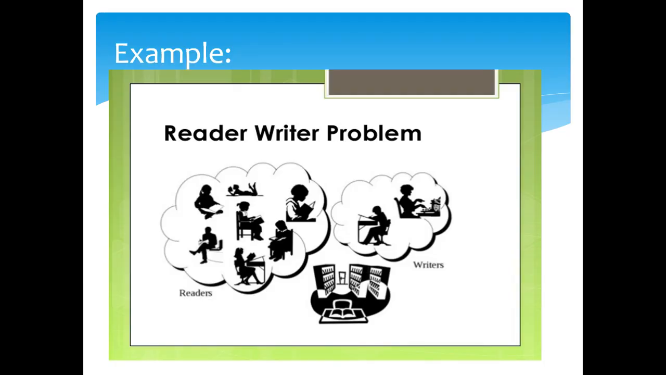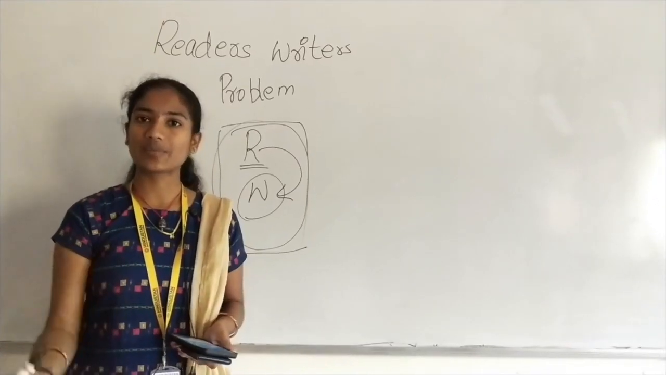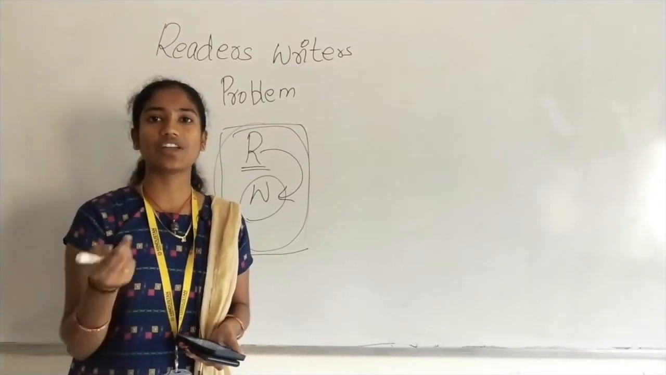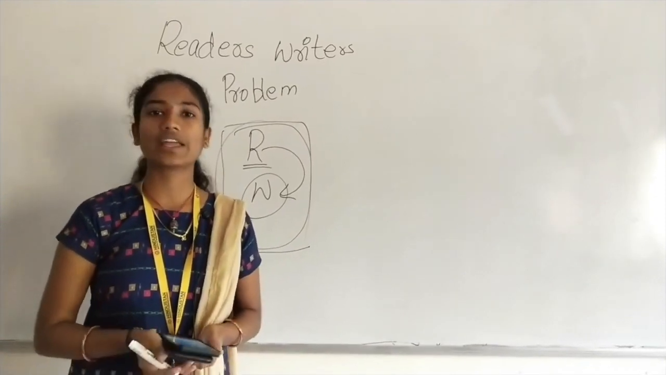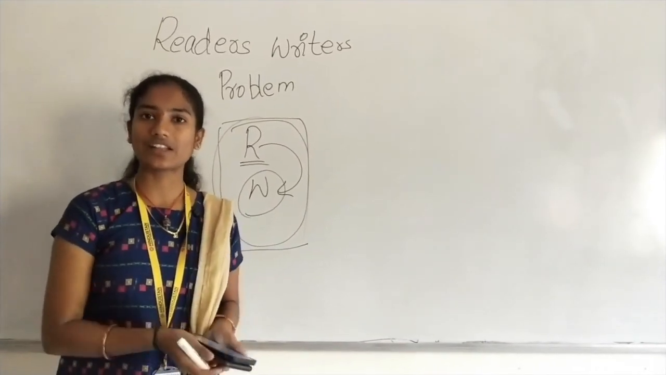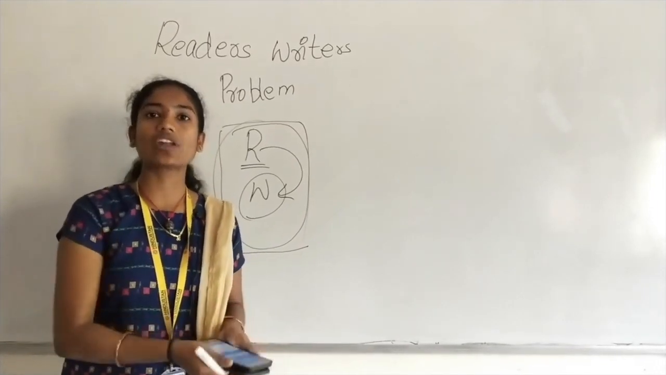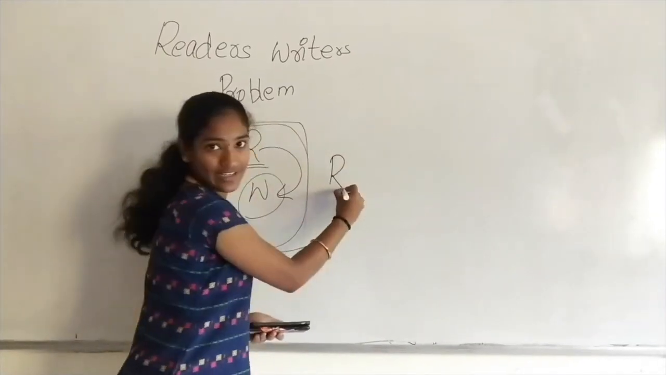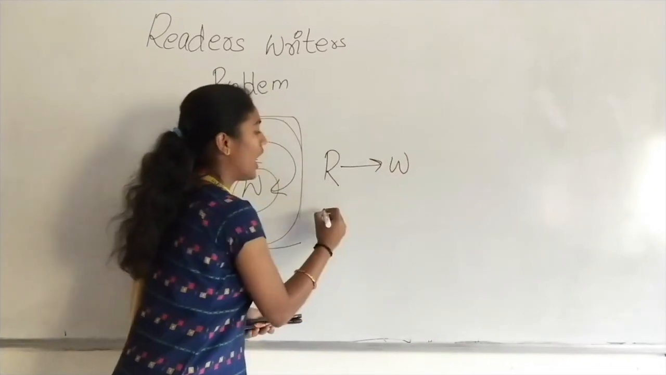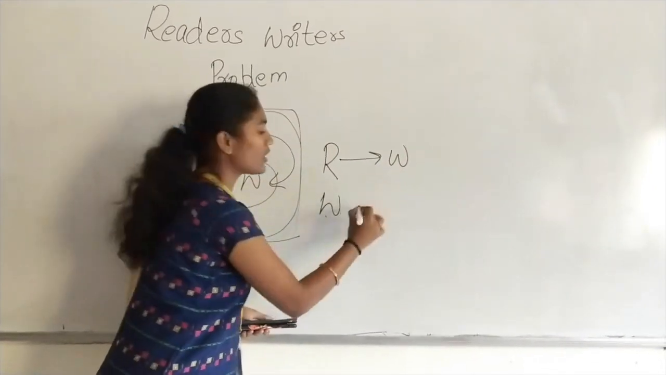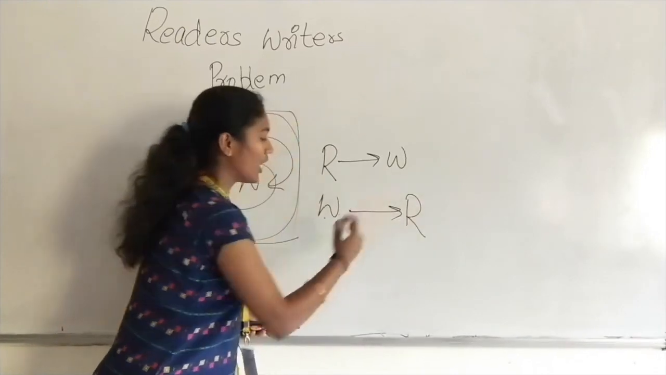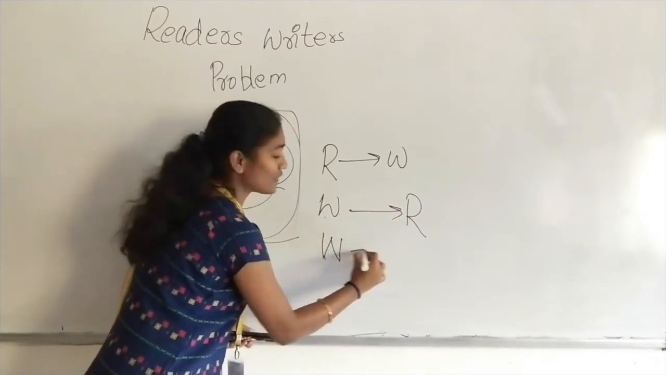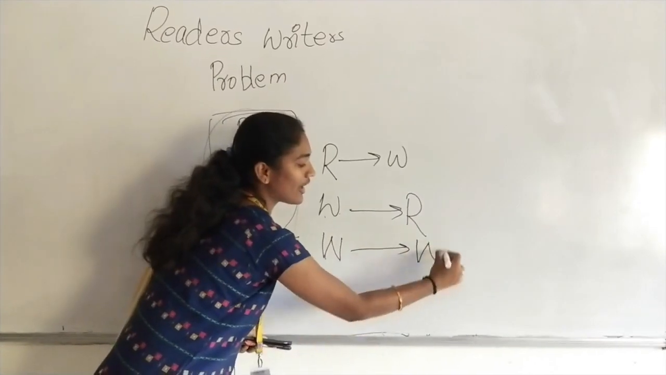For example, if the writer wants to share the resource with the reader, he cannot. Similarly, if the writer is writing the book, another reader or another writer cannot take the book. If a reader is reading the book, the writer cannot write the book. Similarly, if the writer is writing the book, the reader cannot read the book. If one writer is writing the book, another writer cannot write the book.